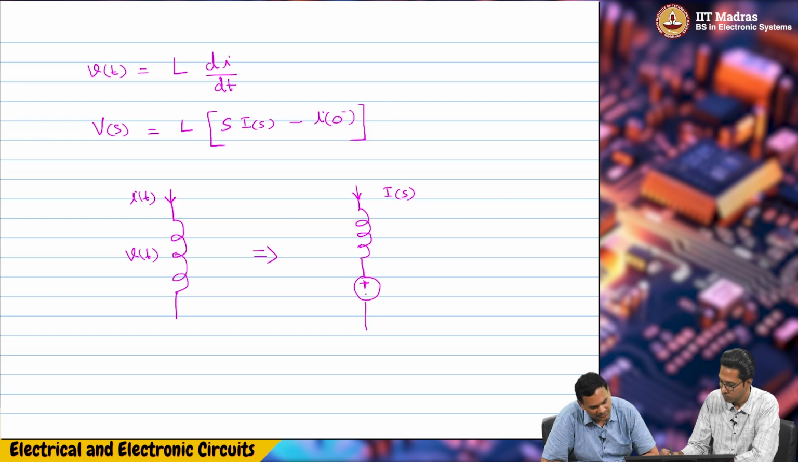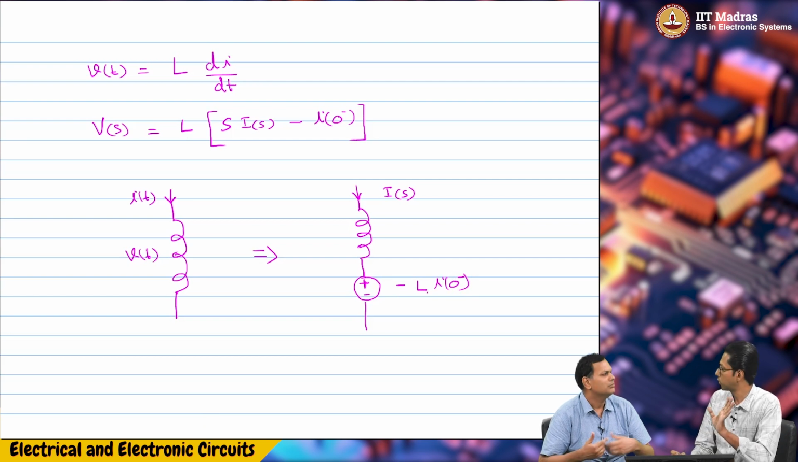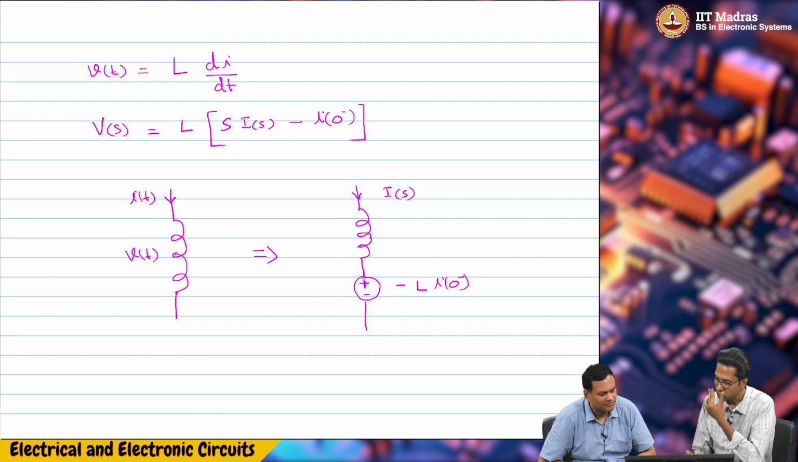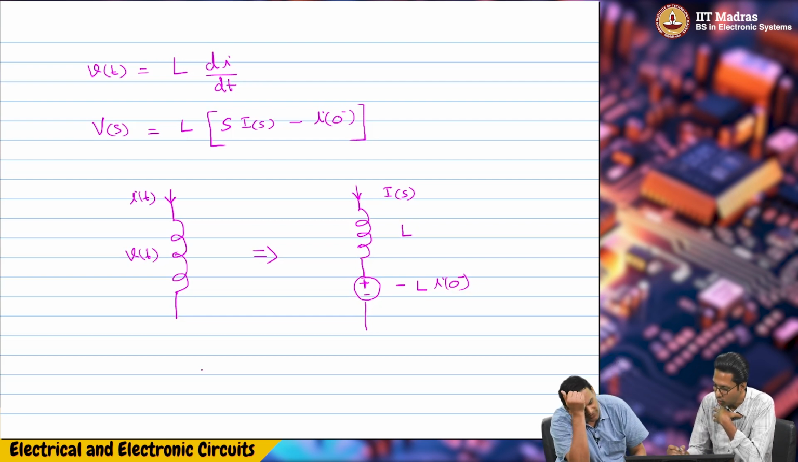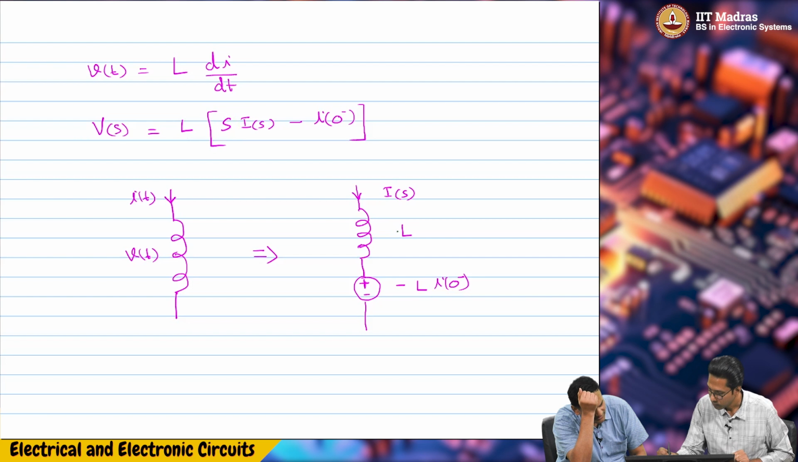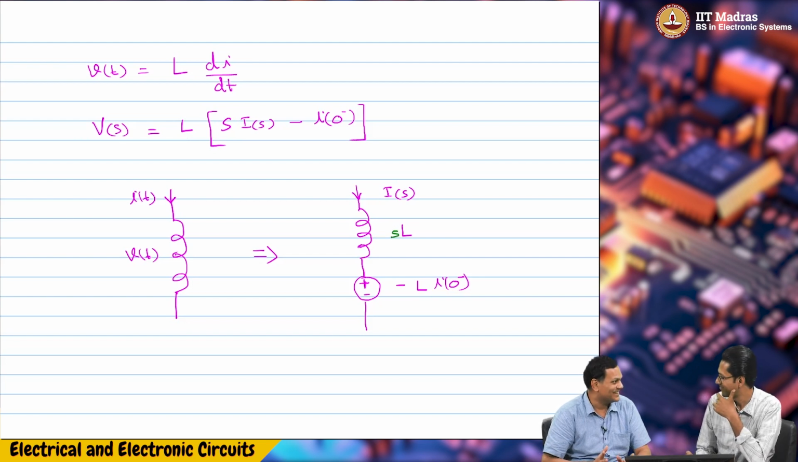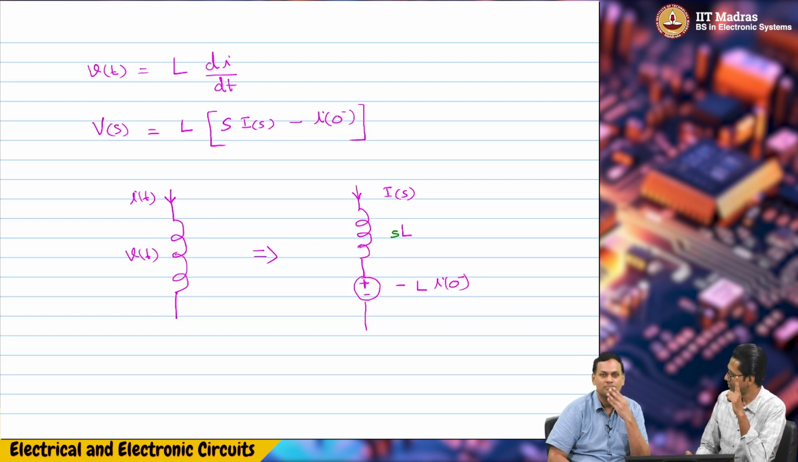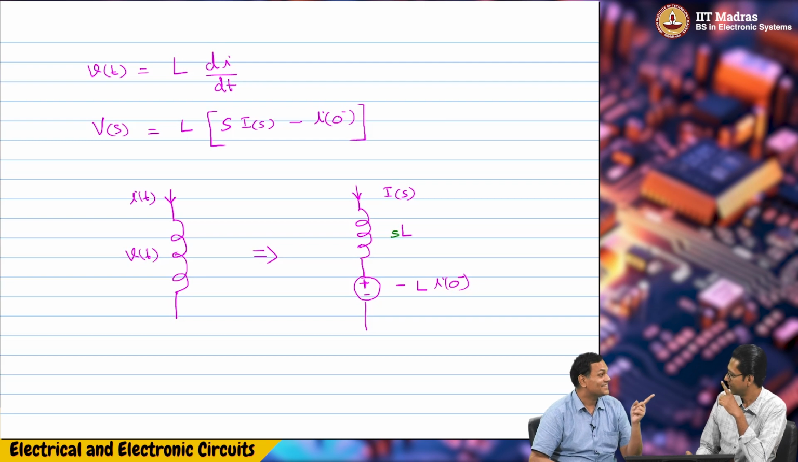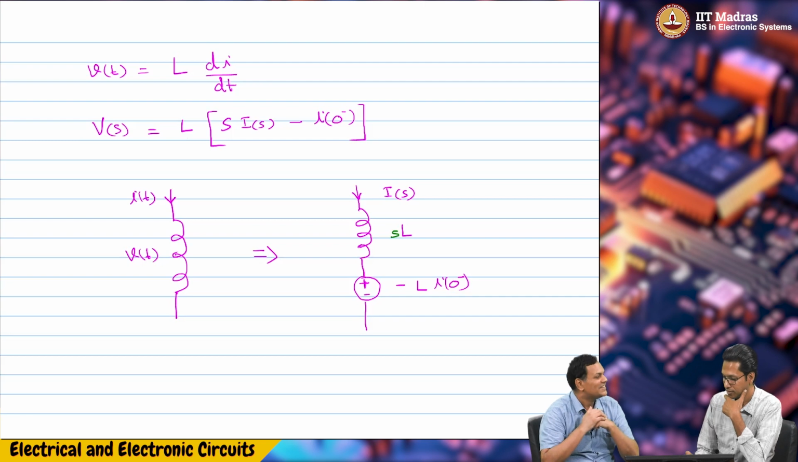So this will be minus L i of 0 minus. If there is no initial condition, this term will not be there. And for the inductor, is it just L? Looks like there is an s also: s times L. You should never forget that. In phasors we had omega L, in the complex domain j omega L, so here we have sL. This is easy to remember.